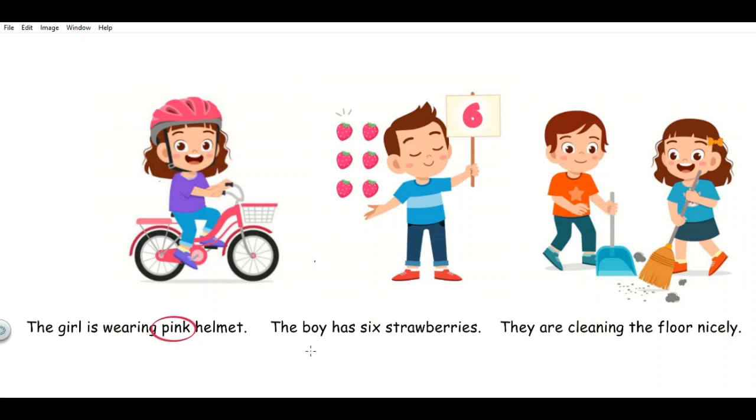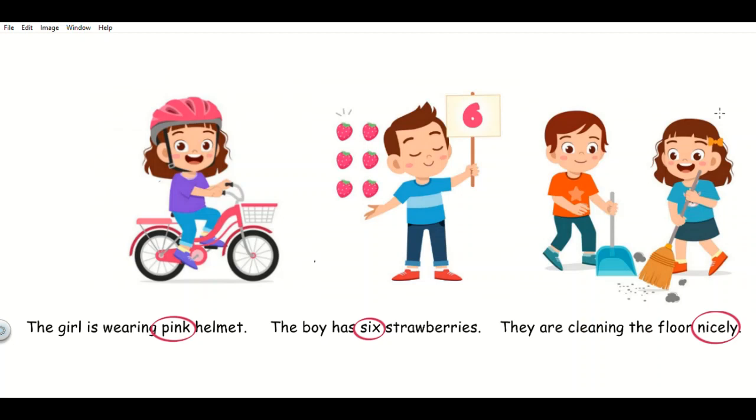Now see this sentence. The boy has 6 strawberries. How many strawberries he has? 6. So in this sentence, 6 is the describing word. And in the last sentence, they are cleaning the floor nicely. How they are cleaning the floor? They are cleaning the floor nicely. So the word nicely is the describing word in this sentence.